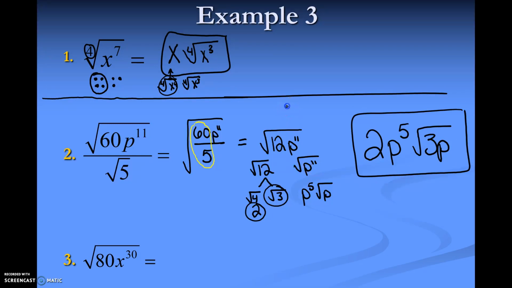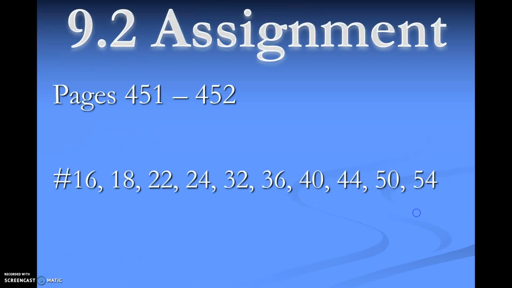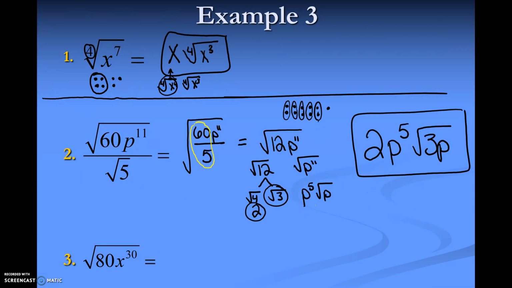Okay, so for p to the 11th, 1, 2, 3, 4, 5, 6, 7, 8, 9, 10, 11. Here's 1, 2, 3, 4, 5 full groups. That's where the p to the 5th comes from. And then this 1 left over, that is the one that's still under the radical.